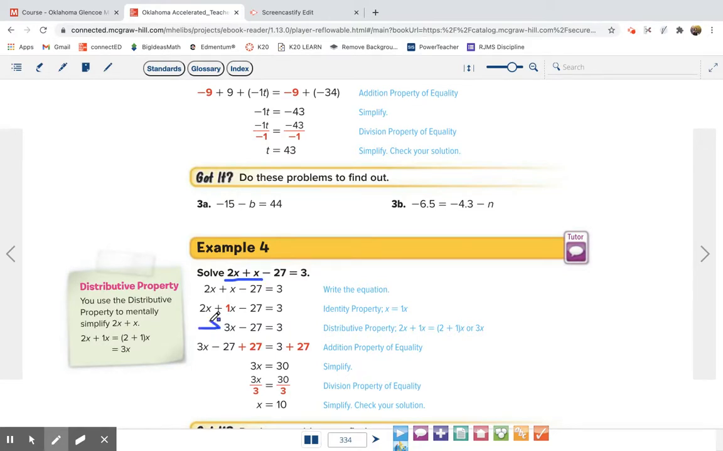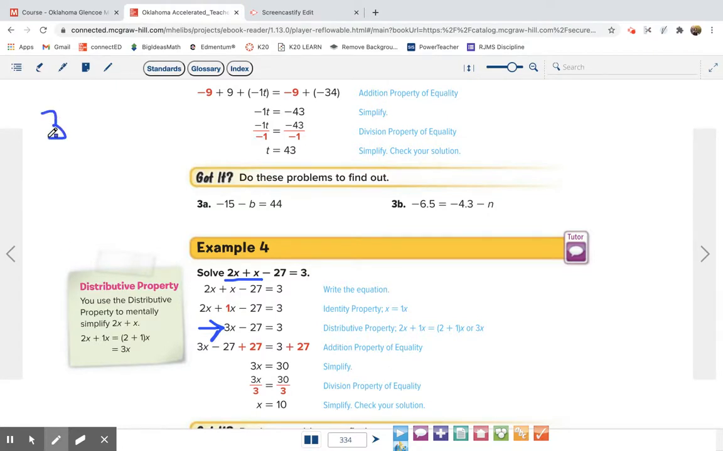And then you still have minus 27 equals 3. So this becomes our actual equation: 3x minus 27 equals 3. So we're solving for x. To get it by itself with the equal sign, we've got to get rid of the 27 and the 3. We get rid of the 27 first because it is by itself. It's not attached to the x. Since it is minus 27, we're going to add 27 to both sides of the equal sign.